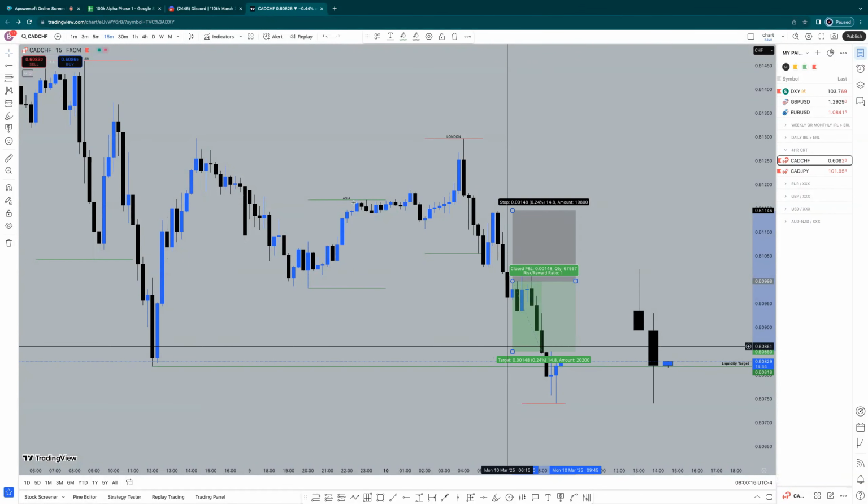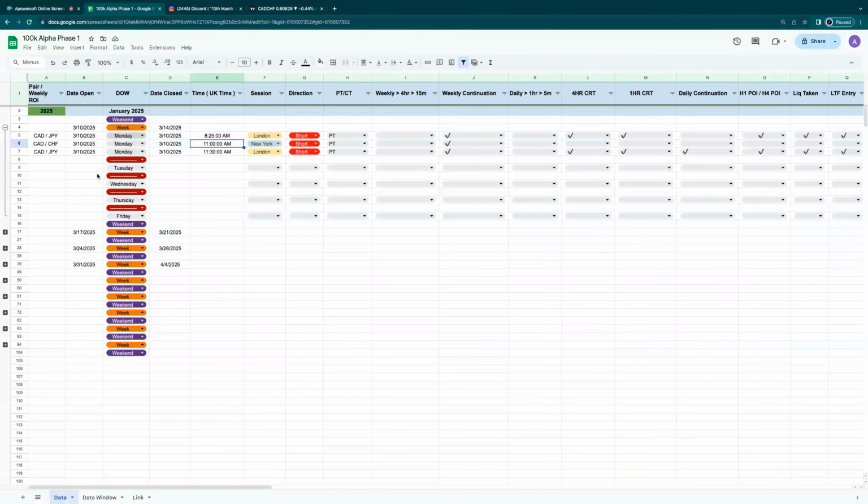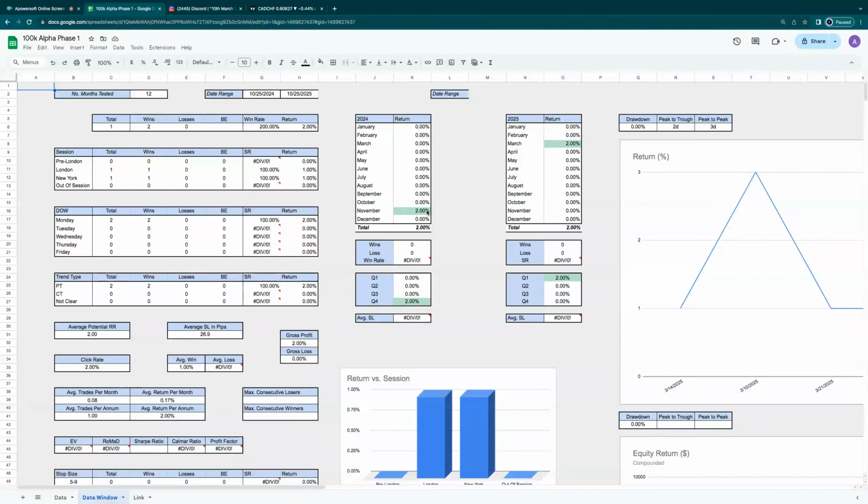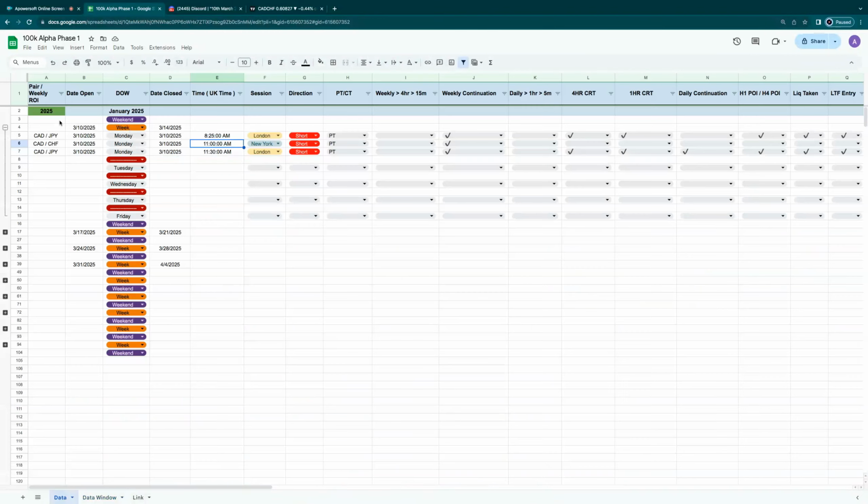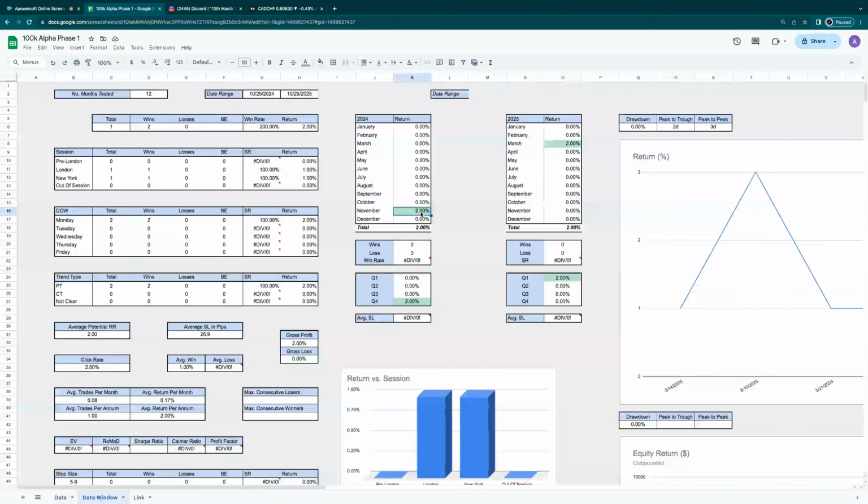Okay. So overall, I'm up 2% for the day. Okay, this is a brand new 100K account as well. So, yep, 2% on the account. Don't know why November's got 2% on it. For whatever reason, I don't know why that's there. But yeah, let's take that out.